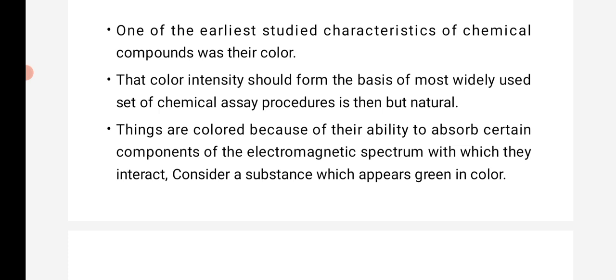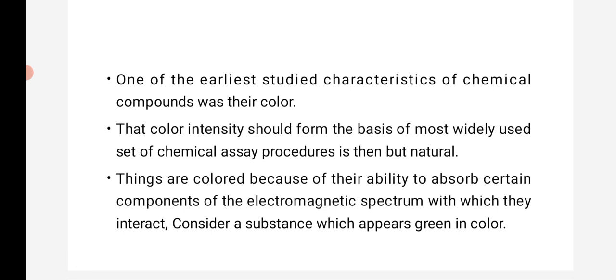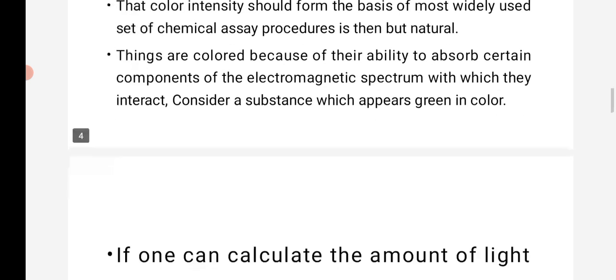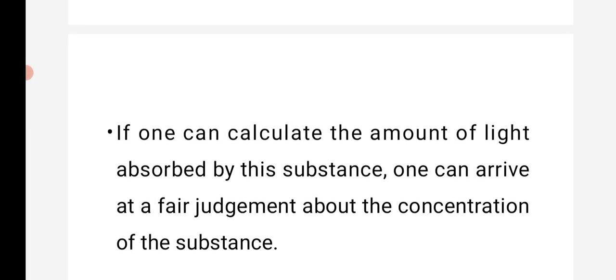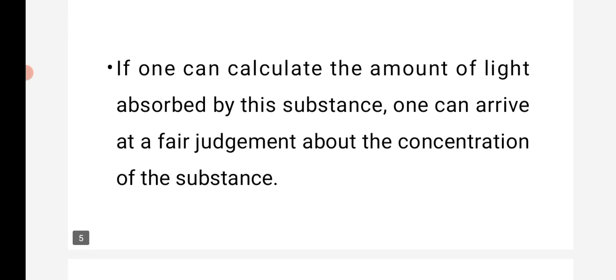Everyone knows that the spectrum of light is the production of different types of light rays, different colors of rays. The color is absorbed by that particular compound from the electromagnetic spectrum with which it interacts. So if one can calculate the amount of light absorbed by this substance, one can arrive at a fair judgment about the concentration of the substance.